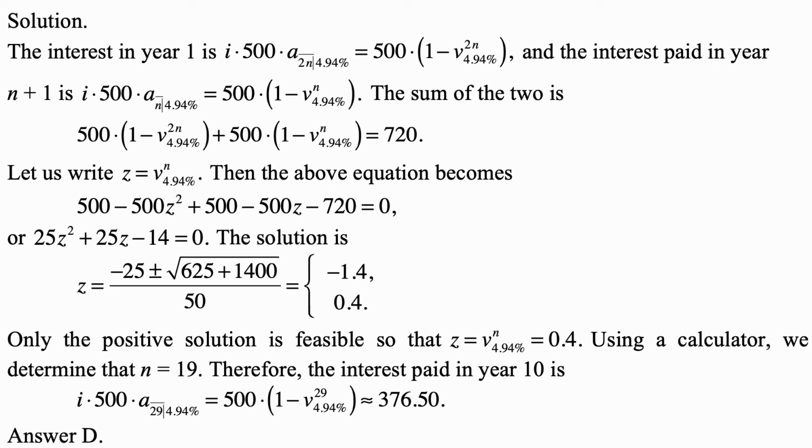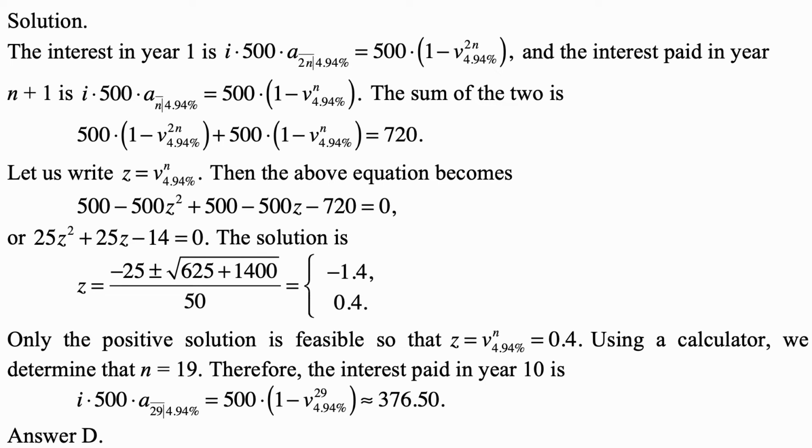So this really means that 1.0494 to the power minus n is equal to 0.4, and then you can take the natural log on both sides and solve it, or you can just use a calculator and figure out that n is equal to 19.